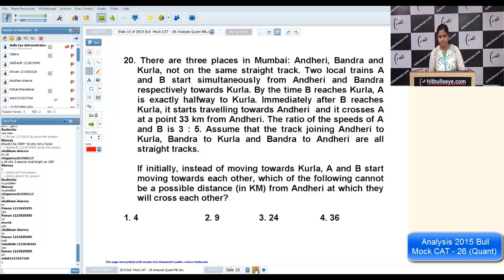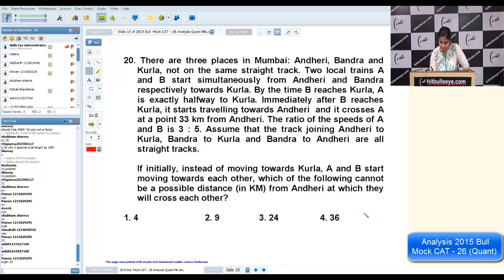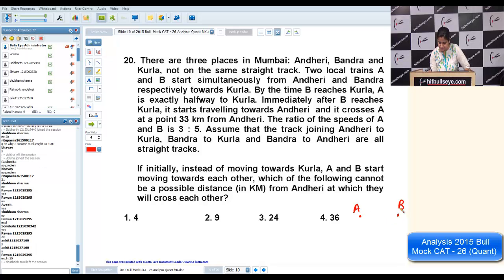There are three places in Mumbai: Andheri, Bandra and Kurla. They are not lying on the same track, so of course they will make a triangular shape.